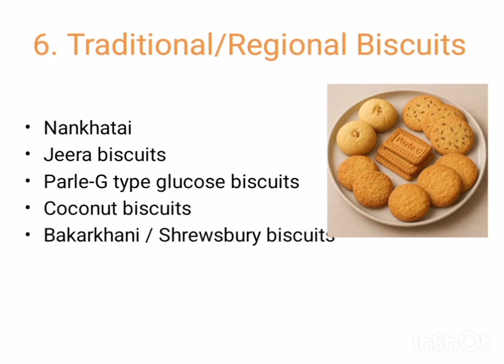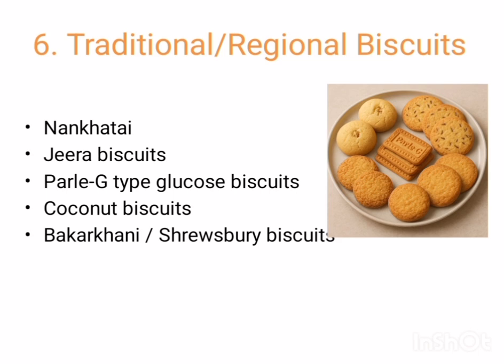Next are traditional or regional biscuits. So there are different types of traditional biscuits available in the market. First is the most demanded or most consumed biscuit, that is naan khatai, which contains a higher amount of ghee, sugar and flour, and it is very crispy in texture and sweet in taste.